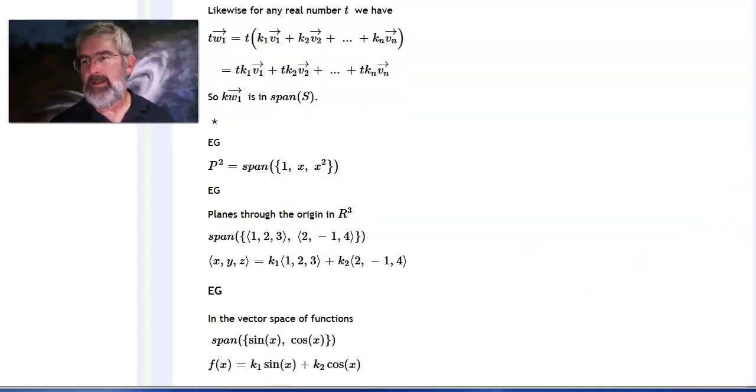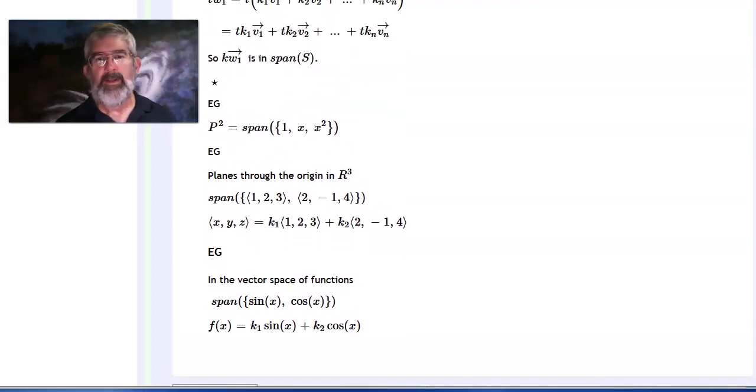And lastly, I think this is lastly, yeah. We don't necessarily think of these as vectors, but they behave like vectors. The vector space of functions, right? Take two functions, sine and cosine. What is the span of those two functions? Well, it's all the linear combinations. k1 sine x plus k2 cosine x. You know, 3 sine x minus 2 cosine x is one linear combination of sine and cosine.